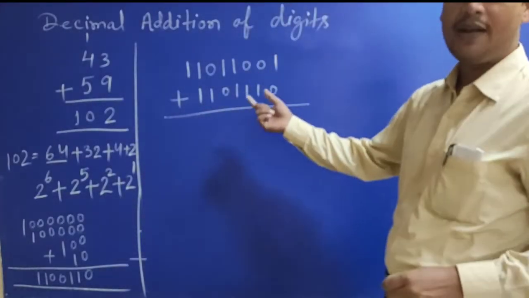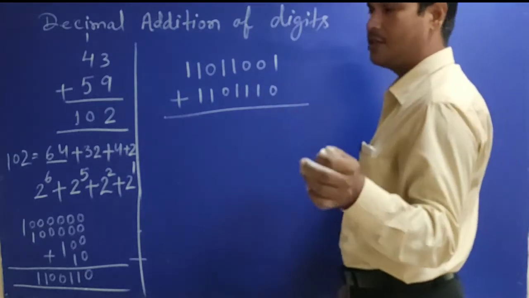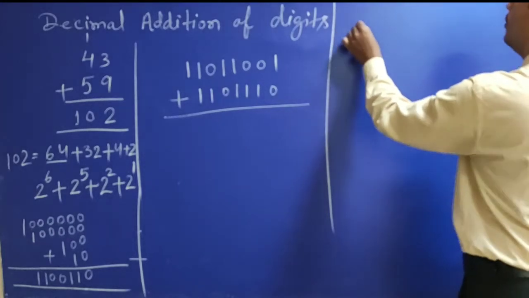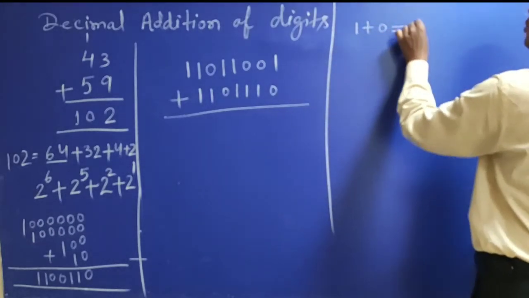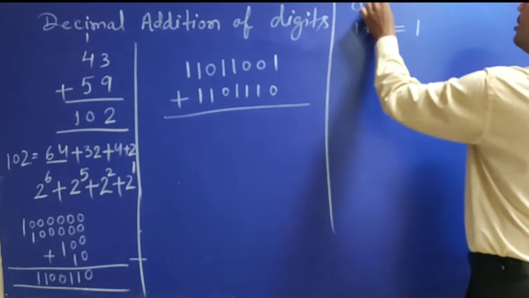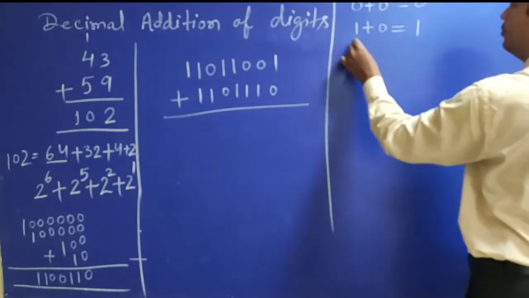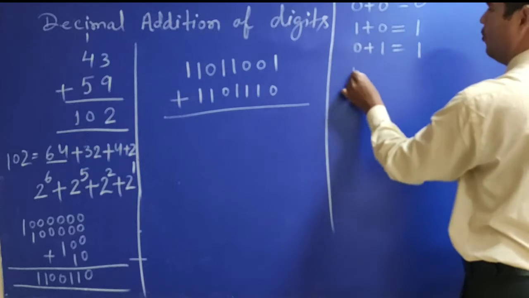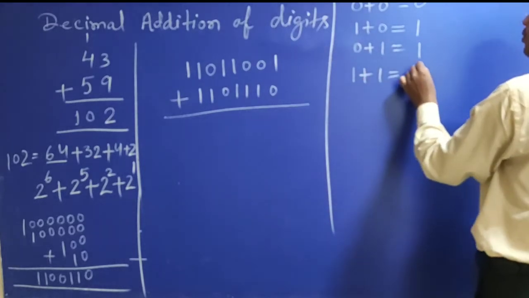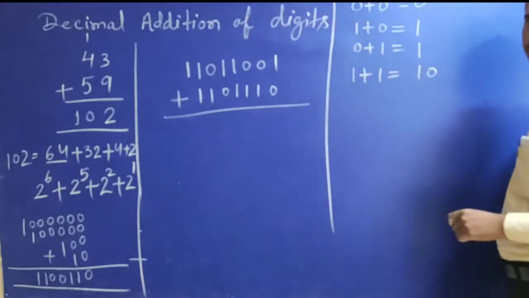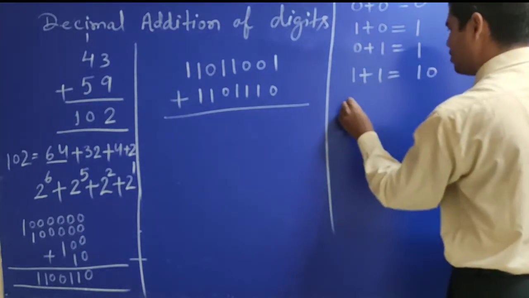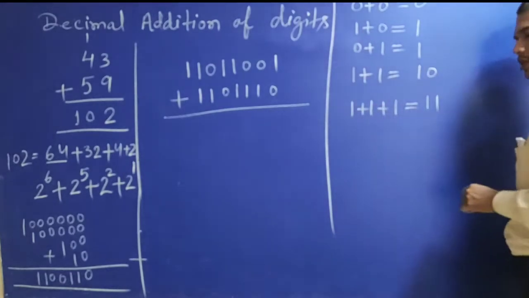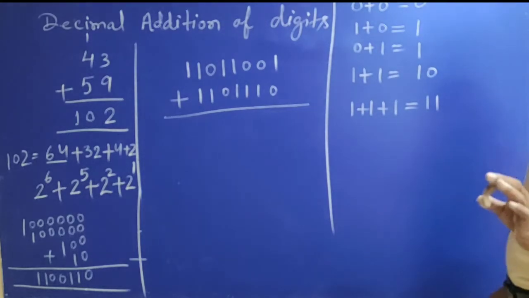For adding these binary digits, there are some rules. The rules are: 1 plus 0 is equal to 1. 0 plus 0 is equal to 0. 0 plus 1 is equal to 1. 1 plus 1 is equal to 10. Okay? In the same concept, 1 plus 1 is equal to double 1. Okay? Any problem?